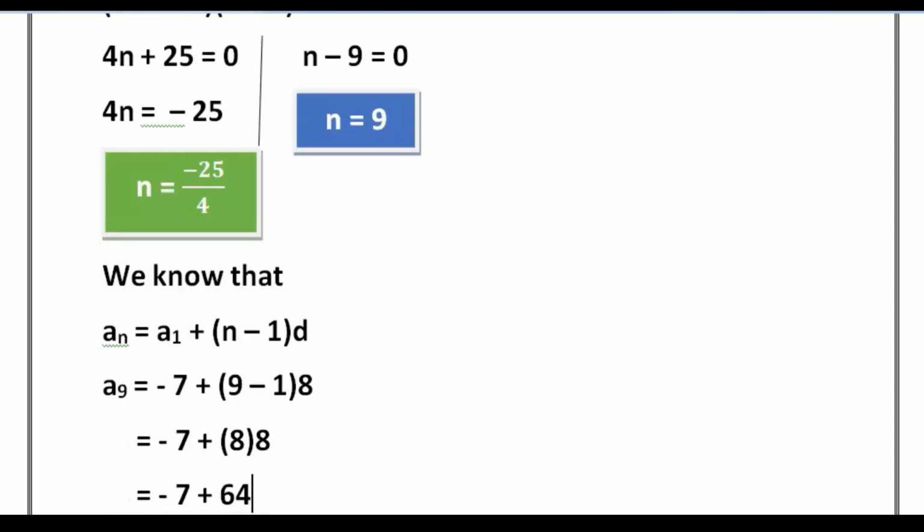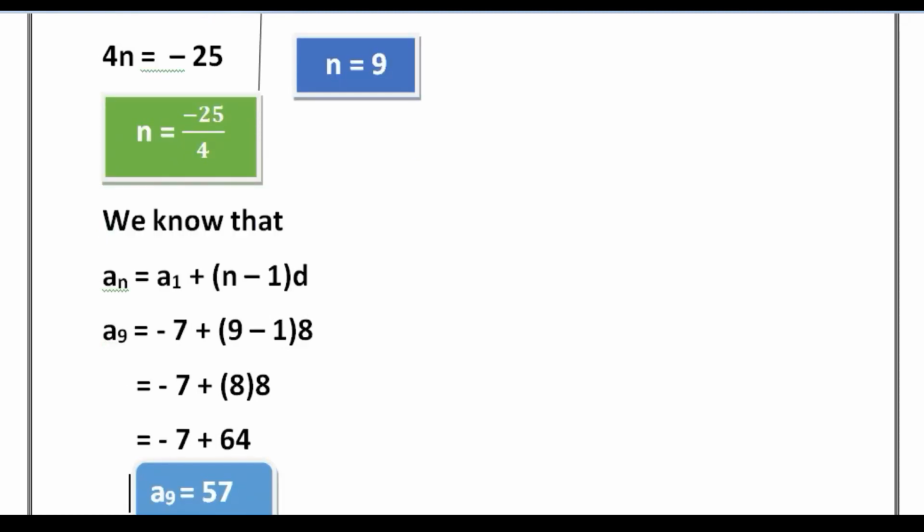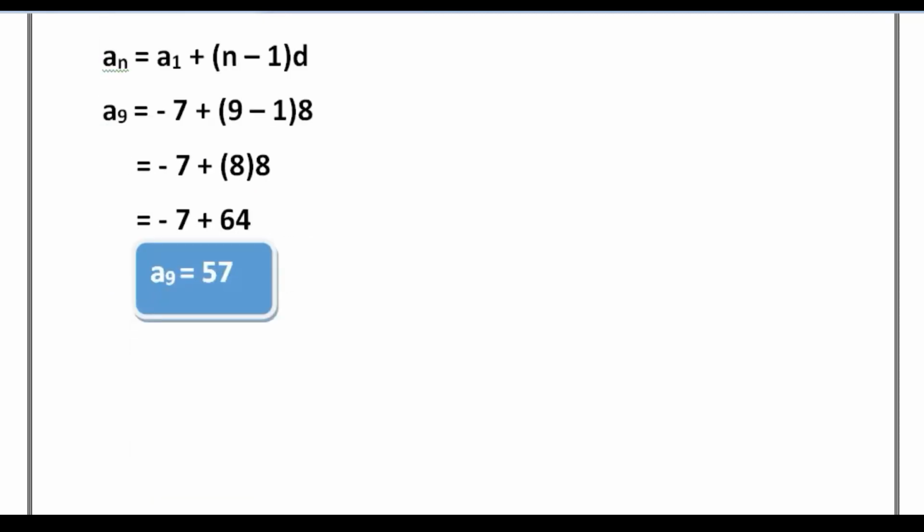Next, we know that an is equal to a1 plus (n minus 1) into d. So a9 is equal to the value of a1, which is minus 7, plus the value of n is 9 minus 1 into 8. So minus 7 plus (9 minus 1) is 8 into 8. 8 8s are 64. 64 minus 7 is equal to 57.